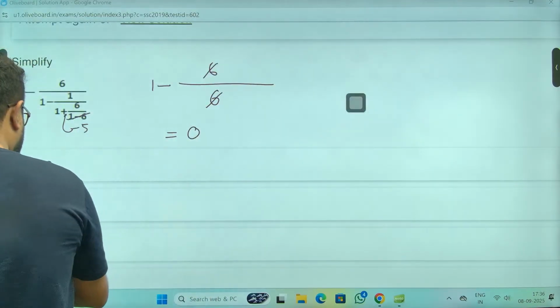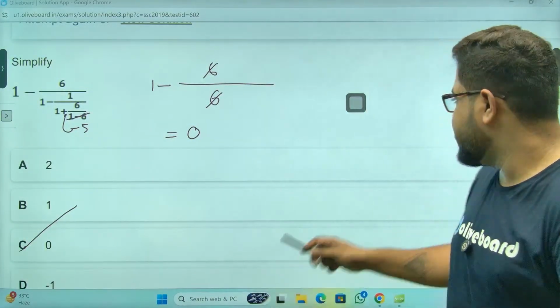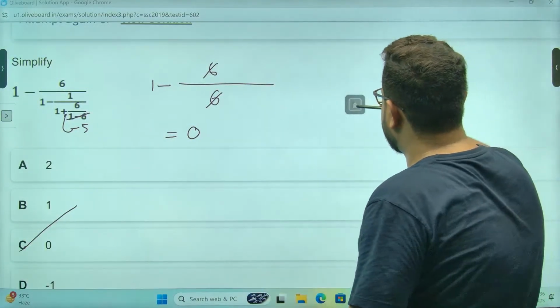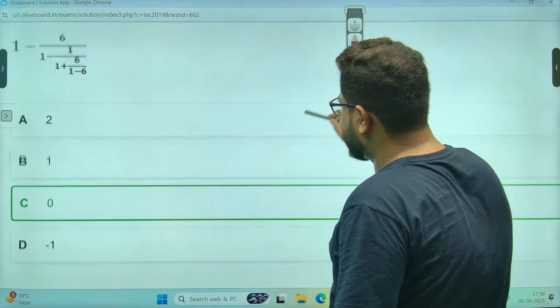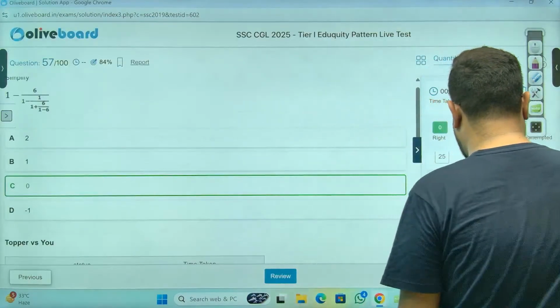So you don't need to solve anything. Option C is the answer. Practically, I guess, the easiest question so far, right?